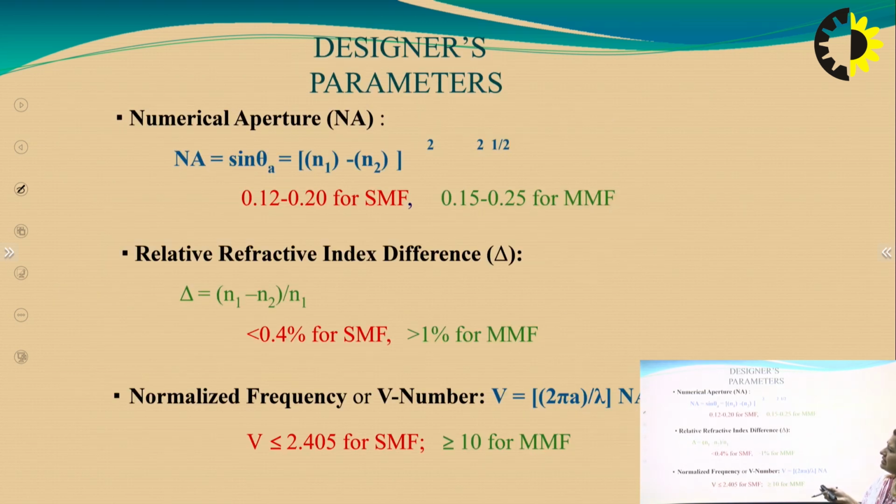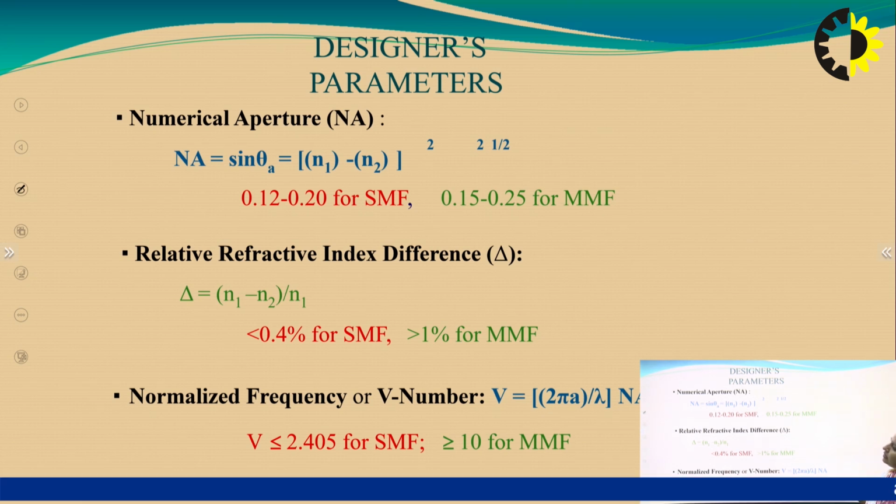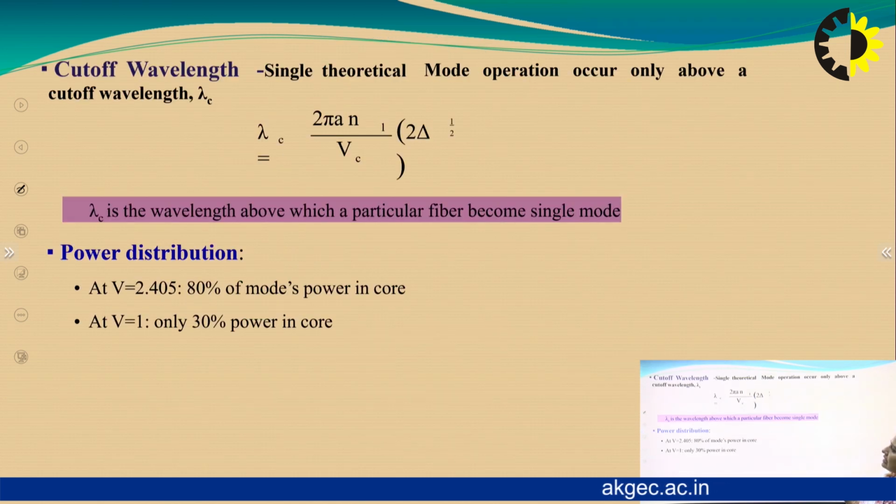These are some design parameters: numerical aperture, relative refractive index difference, and some ideal values for single mode fibers. The normalized frequency, which we have discussed already, is around 2.405. Delta is around 1% for multi-mode fibers and less than 0.4% for single mode fiber. Numerical aperture lies in the range 0.12 to 0.20 for single mode fiber and 0.15 to 0.25 for multi-mode fibers. And lambda c is the cutoff wavelength.